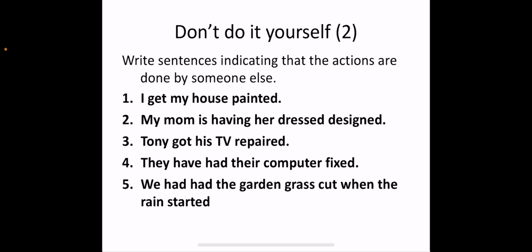Think about it. It is possible to include it, but remember that we include the agent only if it's really necessary in the sentence. This is the causative. Let's practice and let's read more about this in the book.